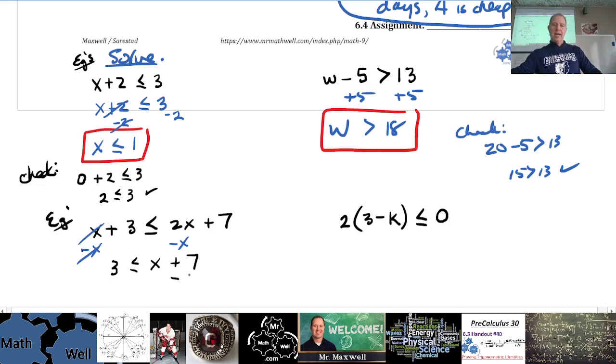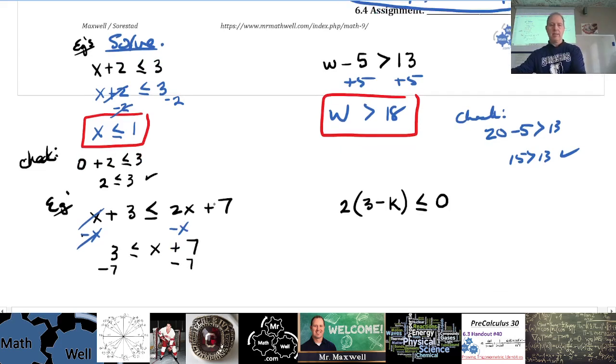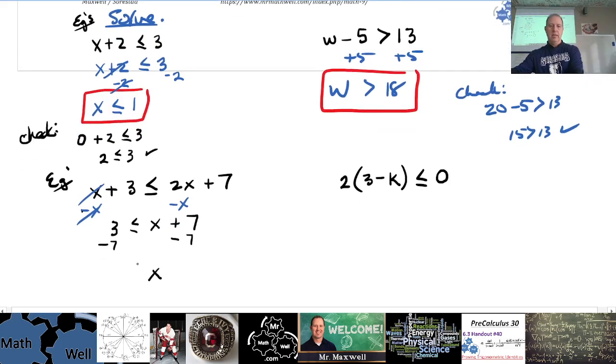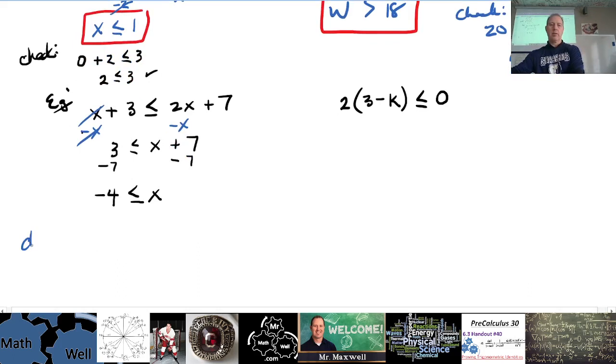So we'll subtract 7 from both sides. And then we'll have x is greater than or equal to, looks like negative 4. Anybody get negative 4 for an answer? All right, let's check to see if that works. So negative 4, yeah, I could check negative 4, I guess, because it's equal to.